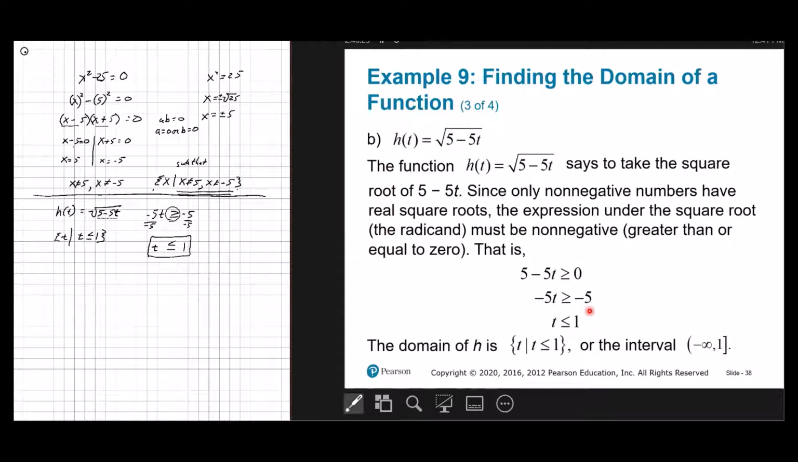And notice that here they do talk about an interval. When I want to write it in interval notation, I look at a number line. And the only point I'm really concerned about here is 1. And so t has to be smaller than 1, and it can equal 1. So we use the bracket here to show that it equals 1.